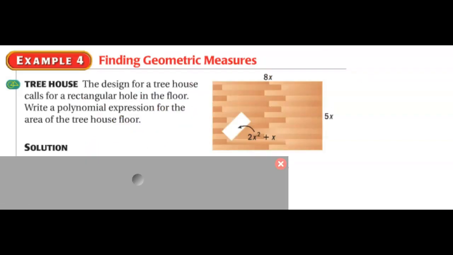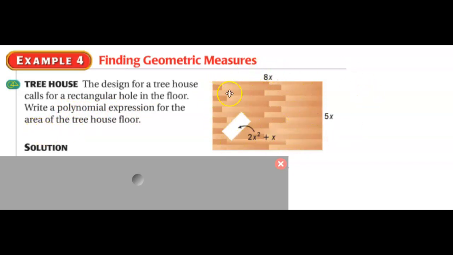So to top it off, we're going to look at this interesting geometry problem. We have a treehouse, floor of a treehouse. And so in order to get into the treehouse, if you have a floor, sometimes a ladder leads up to a hole in the bottom of the treehouse. And that's what we have here. So the whole treehouse floor is 8x by 5x, right? And then there's a hole cut into it, and the hole's area equals 2x squared plus x. So how do we write a polynomial expression for the area of the treehouse floor?